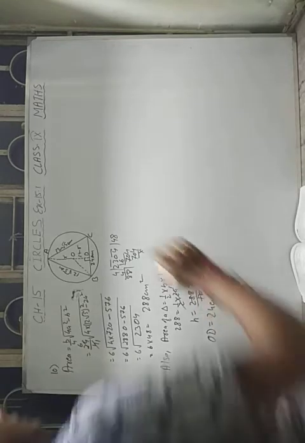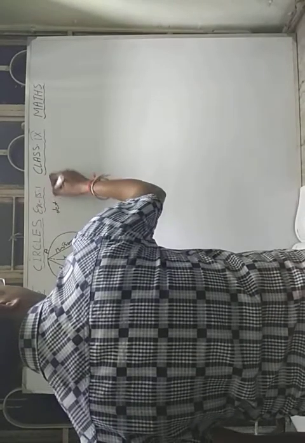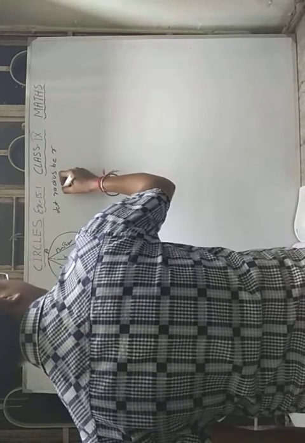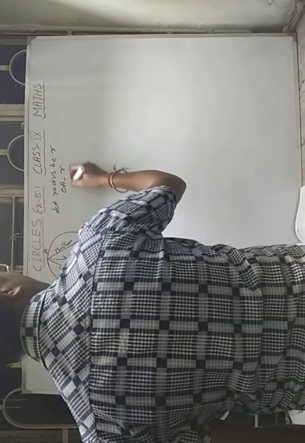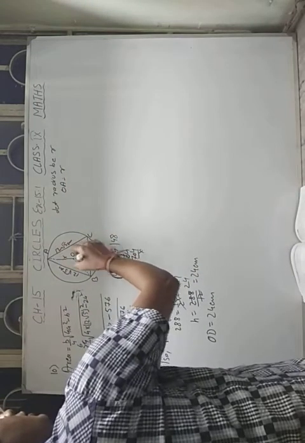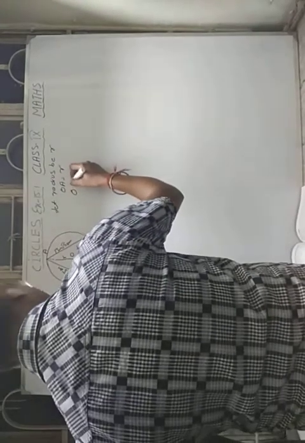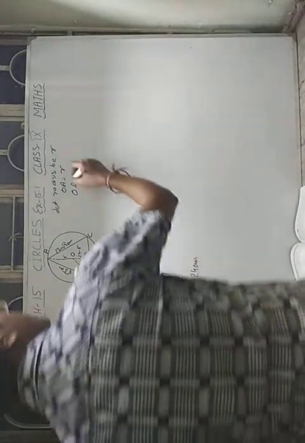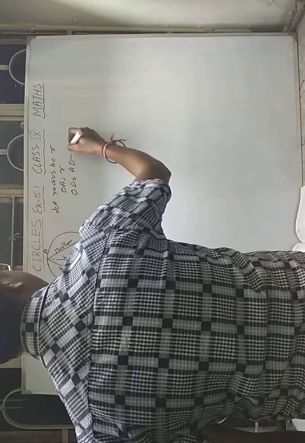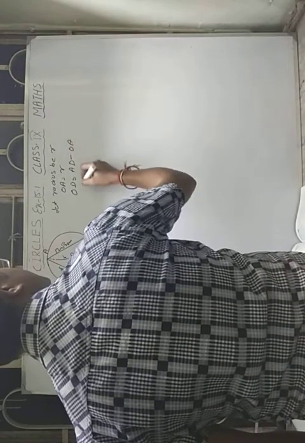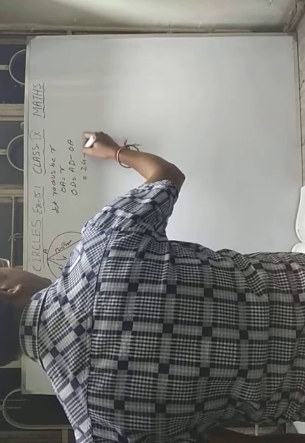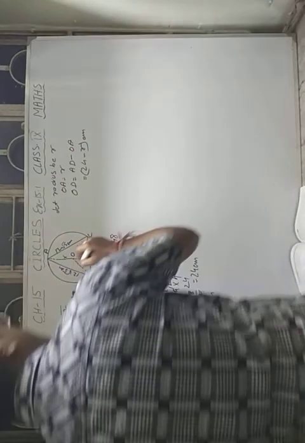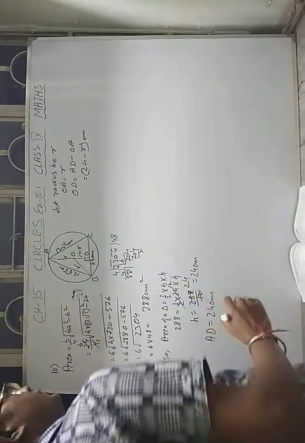Now let radius be R. That means OA is equal to R. So if OA is equal to R, what is OD? Sorry, it is AD. OD is equal to AD minus OA. So what is AD here? 24 minus R. OD is 24 minus R. Leave it like this already. And this OB is also radius.